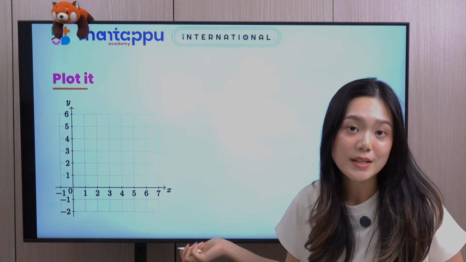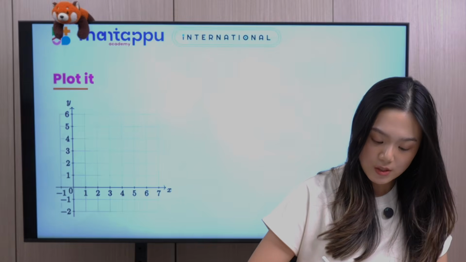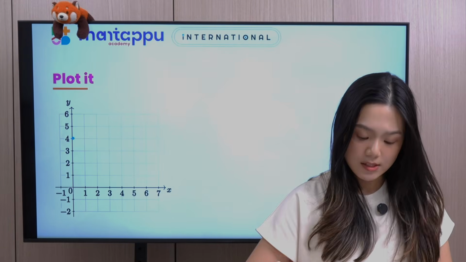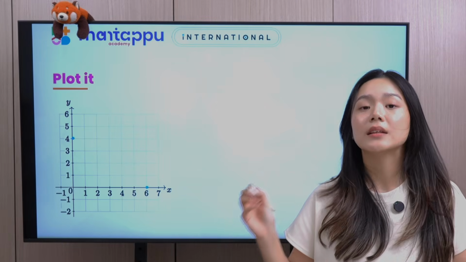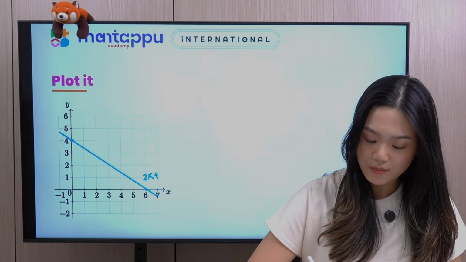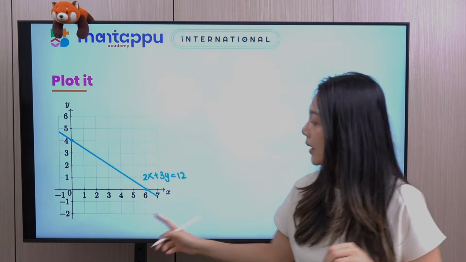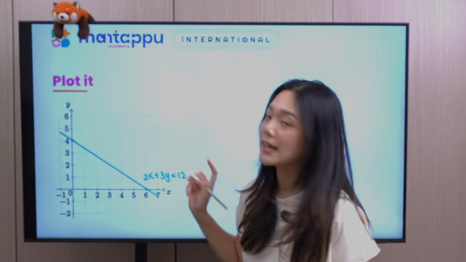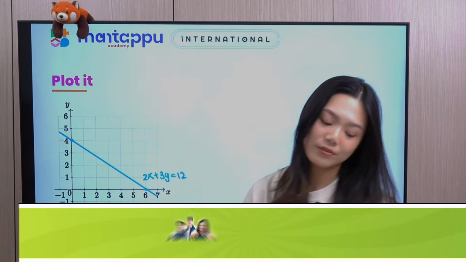Let's plot those points here, and we have when x is equals to 0, y is equals to 4 here, and when x is equals to 6, y is 0. So it's this point. Now I can connect these 2 points, and here we will have our line, 2x plus 3y is equals to 12. So any pair of points x and y in here will satisfy the rule 2x plus 3y will be equals to 12. Now it's your turn.